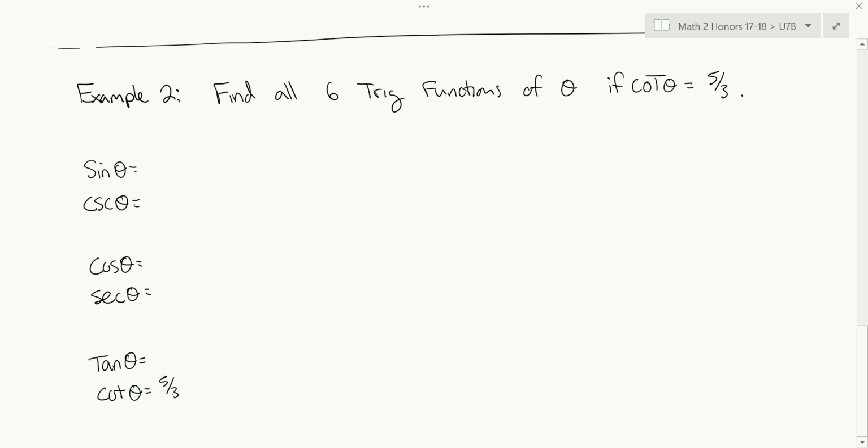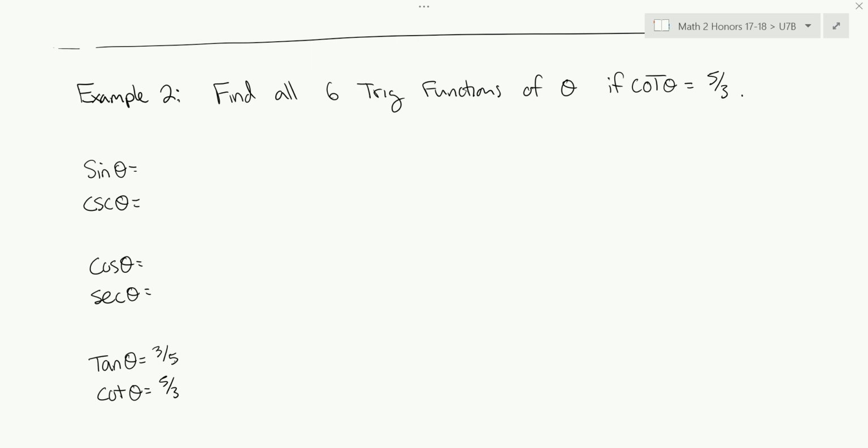So if we know the cotangent of theta is 5/3, what else do we get pretty easily? Tangent would be what? 3/5. Okay. What do we do from there? What do you mean plug in 3 and 5? Because tangent is sine over cosine, can't we just put in 3 for sine and 5 for cosine? Sounds tempting, but no.